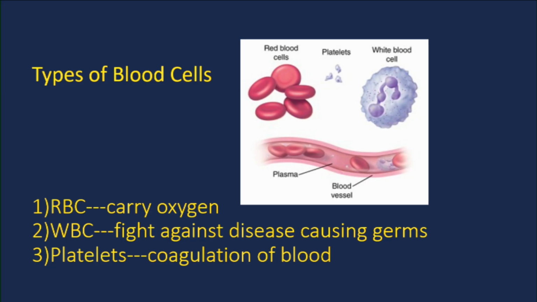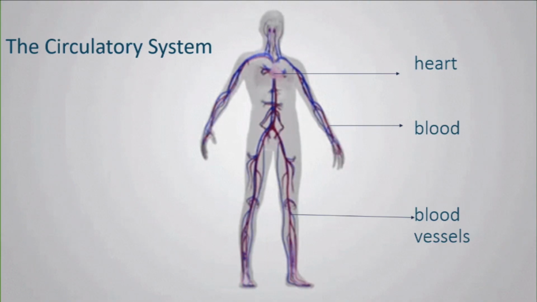The white blood corpuscles fight against the disease causing germs and protect our body. The blood platelets coagulate the blood. The blood flows in the blood vessels. Blood vessels are the channels that transport blood to all the body parts.